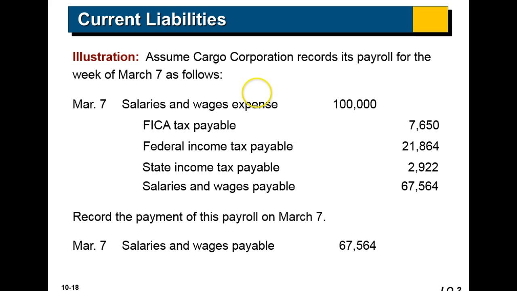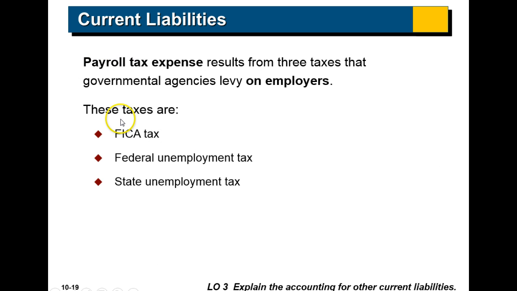So once the payroll is actually paid out, we'll then debit our salaries and wages payable and credit our cash. Now the FICA taxes, half of them get taken out of your paycheck, and then the company also has to match the Social Security that is withheld from your paycheck. They have to pay an equal amount in to the government also. These are called payroll tax expenses that employers have to pay to the government.